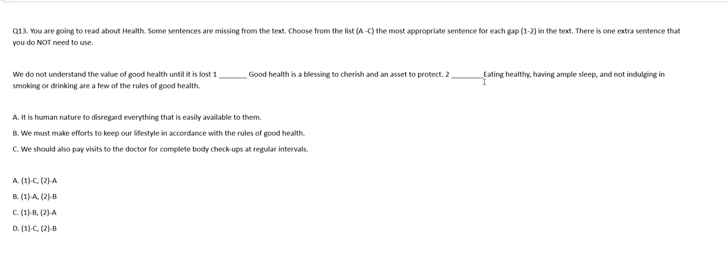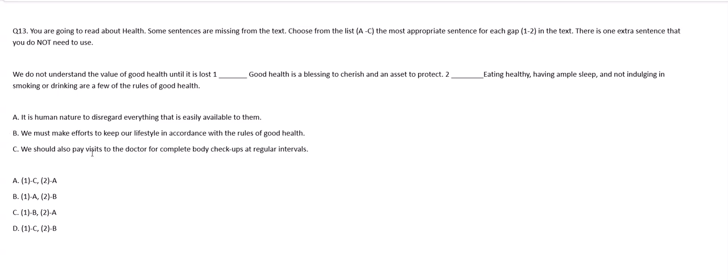Let's see for this blank. Eating healthy, having ample sleep, and not indulging in smoking or drinking are a few of the rules of good health. They're telling we have to, these are called daily habits. We have to do eating healthy, having ample sleep, not indulging in smoking or drinking. These are the habits. Okay. In the other two options, we'll see which option will better fit here.